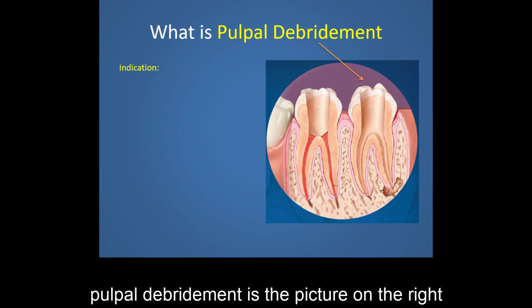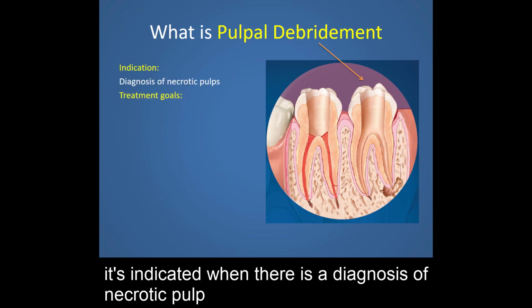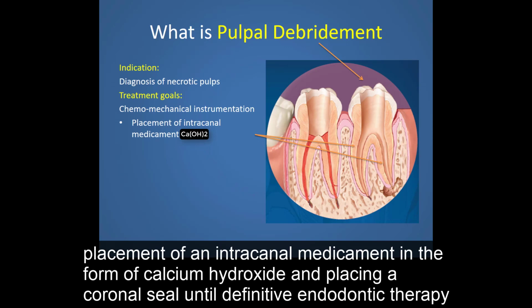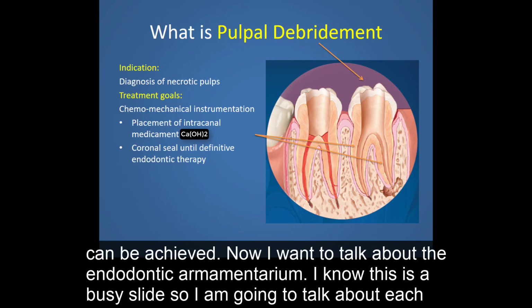Pulpal debridement is the picture on the right. It's indicated when there's a diagnosis of necrotic pulps. The goals are chemomechanical instrumentation, placement of an intracanal medicament in the form of calcium hydroxide, and placing a coronal seal until definitive endodontic therapy can be achieved.